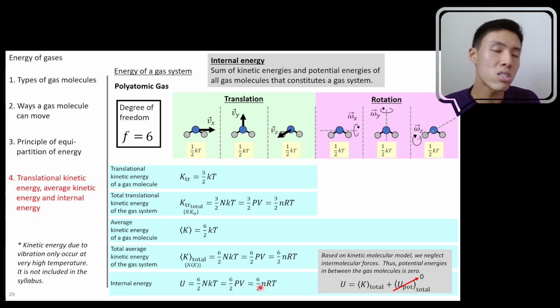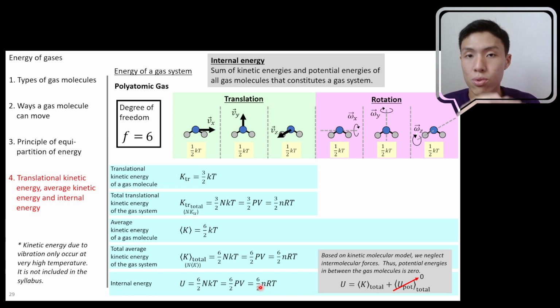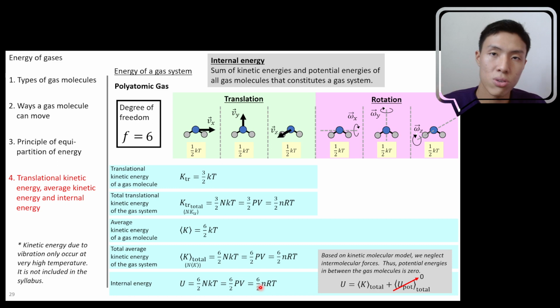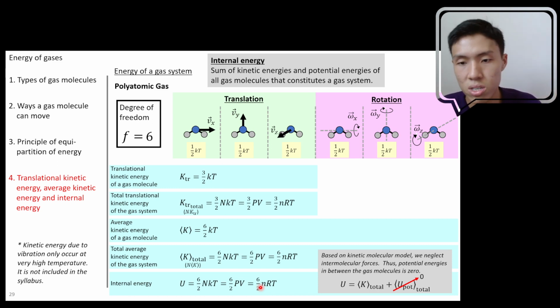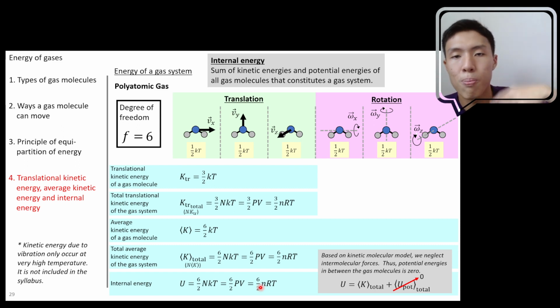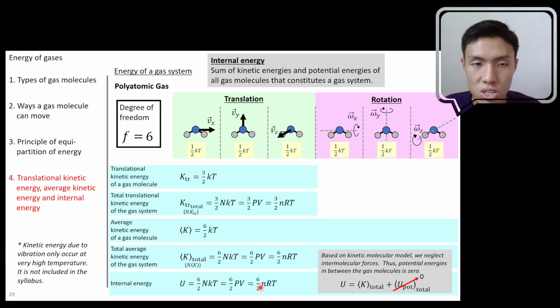Okay, I'm going through this very fast because basically the main idea is that for translation, there are always three ways to move, so it's always restricted to 3/2 kT. Okay, but for kinetic energy or average kinetic energy, you are not restricted to translation anymore, you include rotation. So for monoatomic, there are no ways to rotate, so there's no additional energy. For diatomic, you have two additional ways to rotate, so it becomes 5/2 kT. For polyatomic gas, you have three additional ways to rotate, that's why it becomes 6/2 kT.